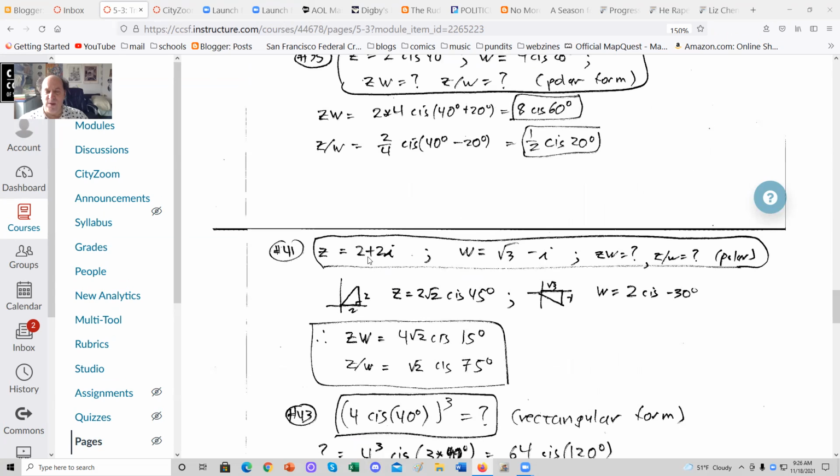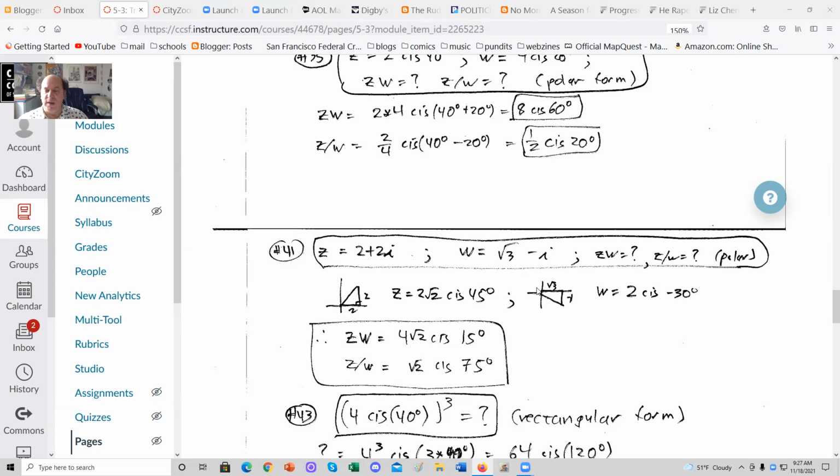Here we have z equals 2 plus 2i, w equals root 3 minus i. What's their product? What's their ratio? And in polar form. I mean, you could find their products and ratios in rectangular form by the usual complex arithmetic, but this will do as is. Z is over 2 and up 2. So this is a 45-degree angle. The diagonal is 2 root 2. So z is 2 root 2 cis 45 degrees.